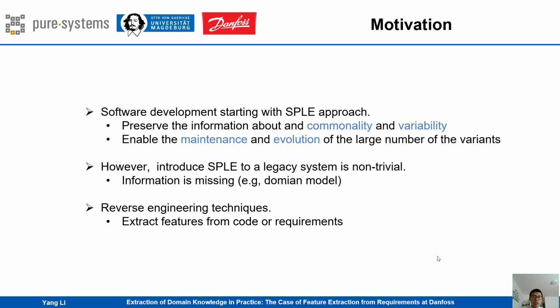However, introducing software product line engineering approach to a legacy system that has been evolved for years is difficult and time-consuming at first. All the information regarding commonality and variability are not documented clearly. In order to assist the process of recovering this information like domain model from a legacy system, reverse engineering techniques are usually used to extract features from artifacts such as code and requirements.